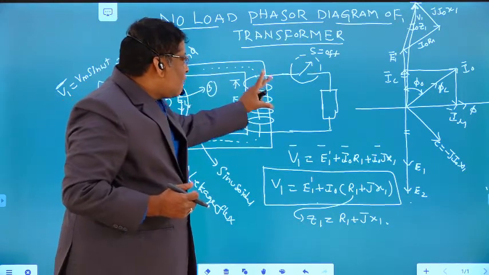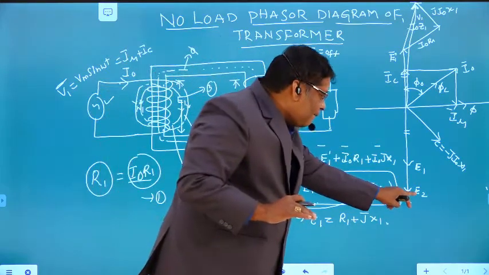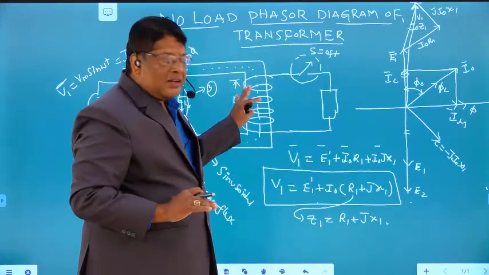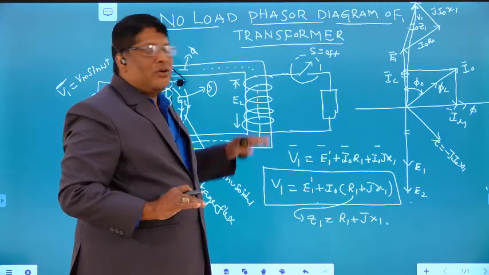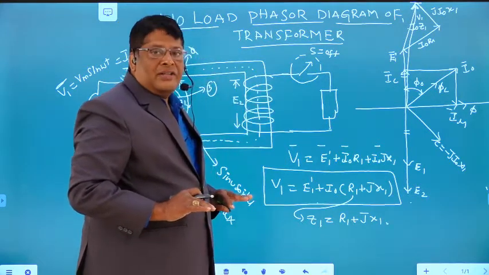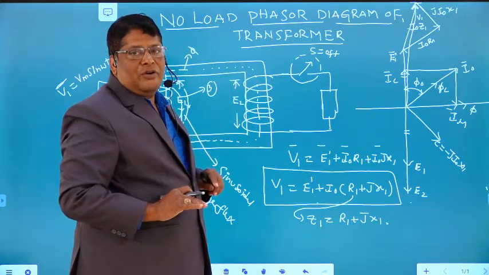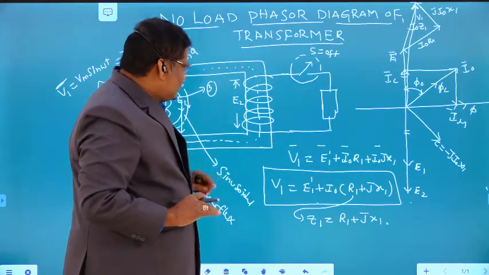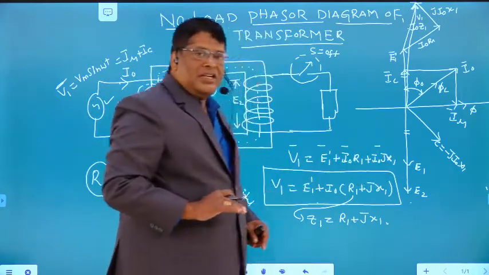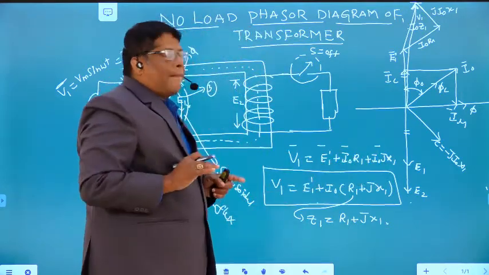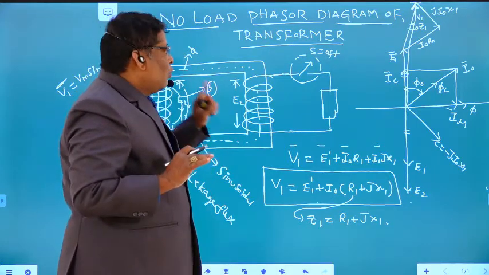There is no phasor at the secondary side. The secondary side has only E2. Even though the winding is there, no current is flowing through the secondary winding. So there is no phasor at the secondary side, only the one phasor, that is E2. This is representing the phasor diagram of the transformer at no load.